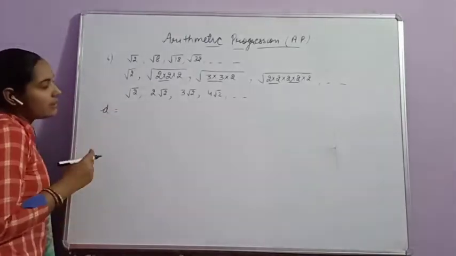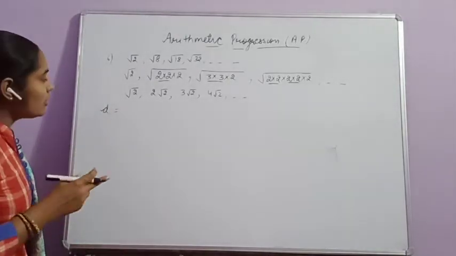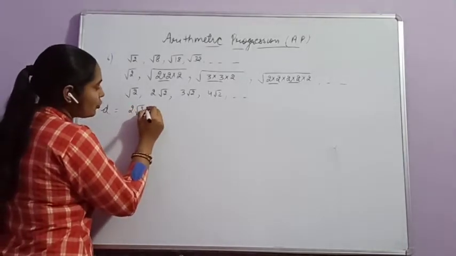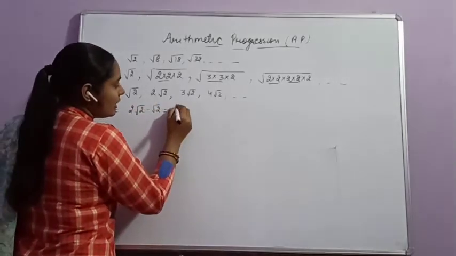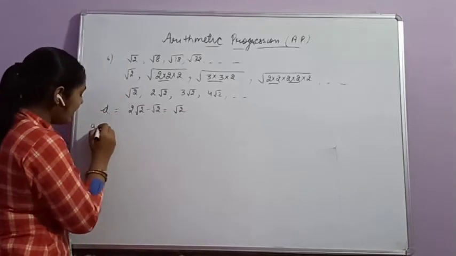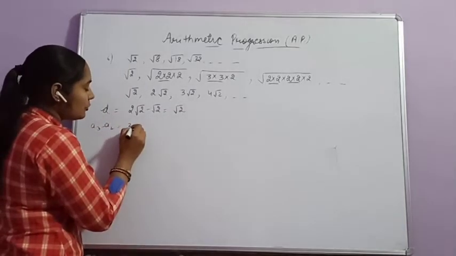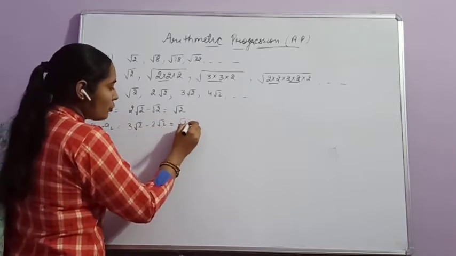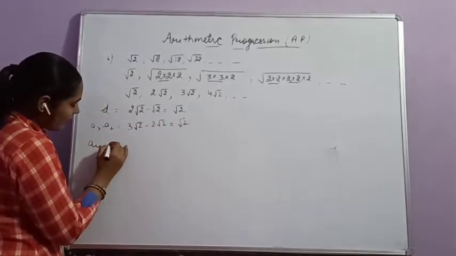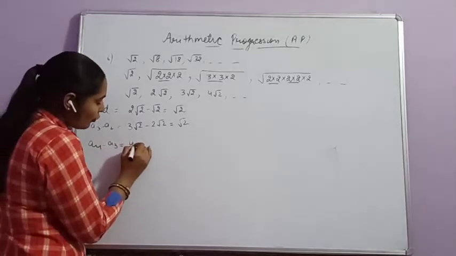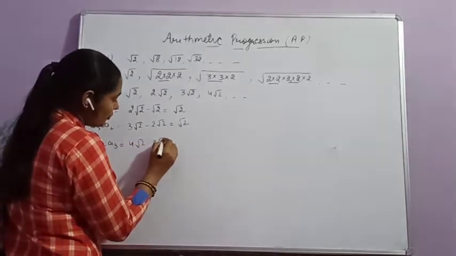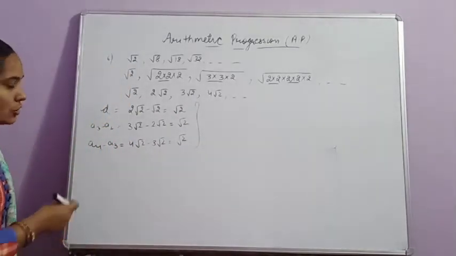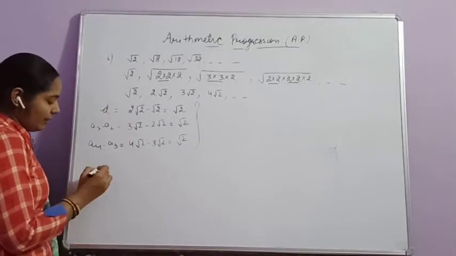Now we have to check that D is the same between two consecutive terms. Firstly, A2 minus A1. A2 is 2 root 2 minus root 2. That will be equal to root 2. Similarly, A3 minus A2 is equal to 3 root 2 minus 2 root 2. That will be equal to root 2. Similarly, A4 minus A3 is equal to 4 root 2 minus 3 root 2. That is equal to root 2. Here the common difference is the same. So the given series forms an AP.